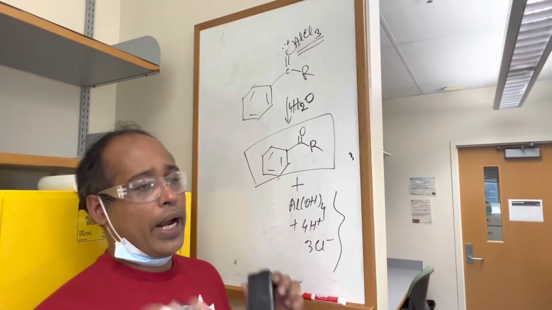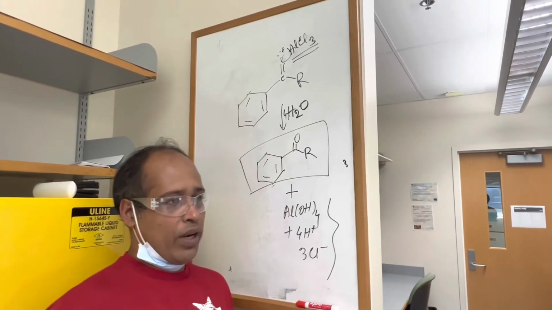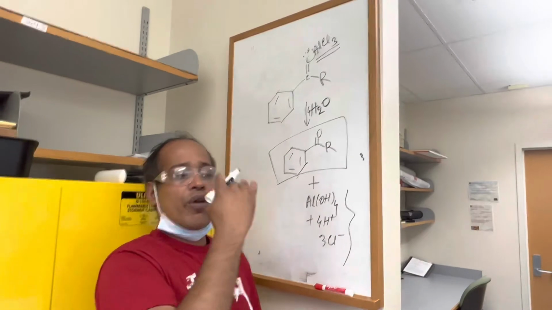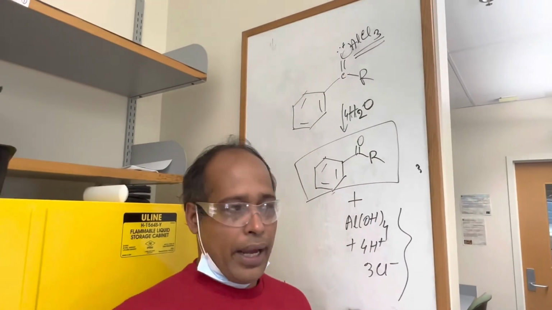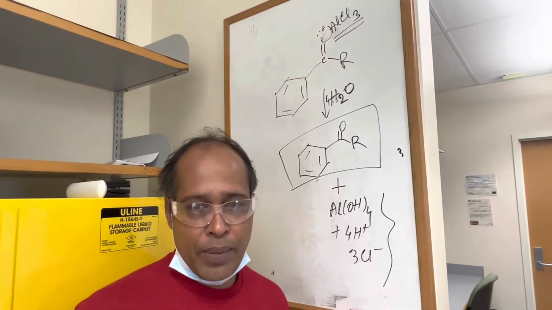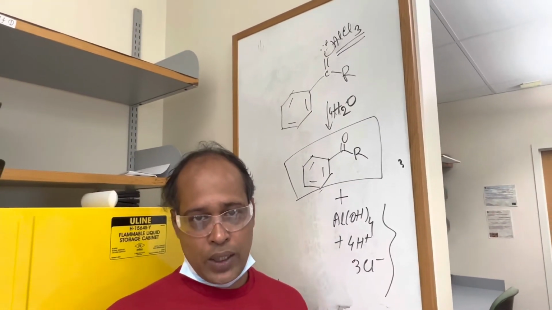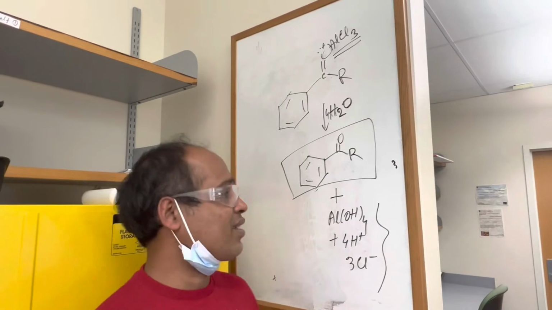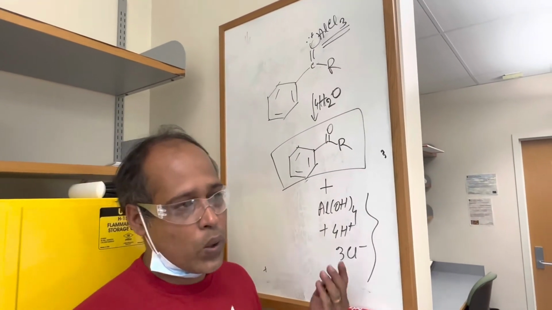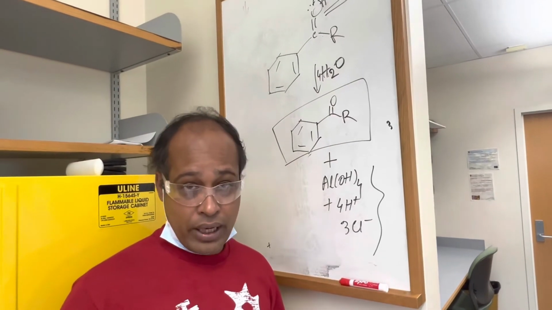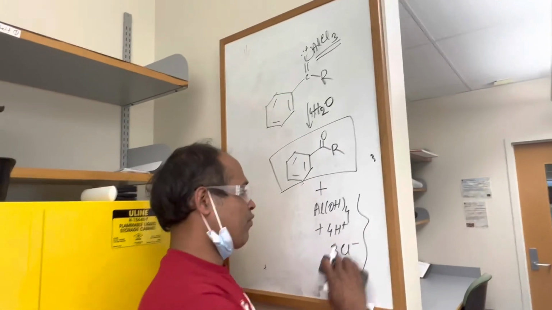If you want to add more than one acyl group, like multiple acylation, then always use at least 1.5 equivalents per acylation of a molecule. Okay, so these kinds of reactions are very important. You can also use many other acylating agents, like oxalyl chloride, that is also used for the Friedel Crafts acylation.